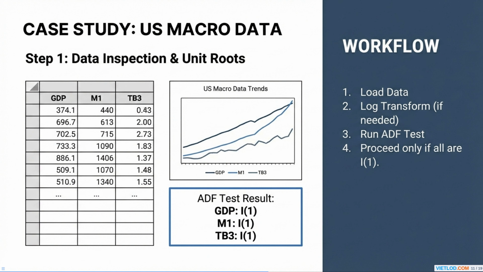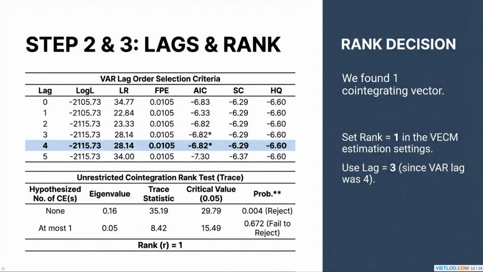The table on the left shows a snippet of our data, including GDP, M1 money supply, and TB3, Treasury bill rates. The graph visually confirms that these variables exhibit clear trends. Most importantly, the ADF test results, prominently displayed at the bottom, confirm that GDP, M1, and TB3 are all I(1). This means they are non-stationary in their levels, but become stationary after first differencing, which is a key prerequisite for vector error correction models.